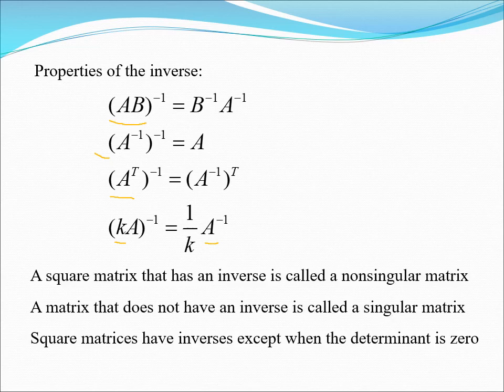Now these three statements give you the same concept, that is, if the determinant of a matrix is 0, then the inverse will not exist. If the determinant is not 0, then and only then does the inverse of a square matrix exist.